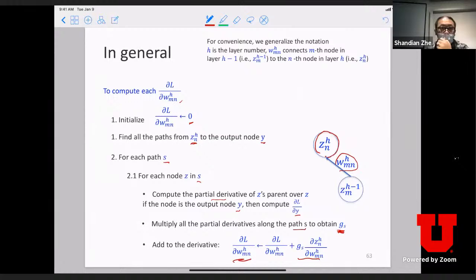And of course, you need to enumerate all the paths. You have to go through every path, calculate partial derivatives along the path, and multiply by partial Z_n^H over partial WMNH. Finally, you add them all together and you get partial L over partial WMNH. That's a more formal and detailed specification of this computation procedure. Any questions so far?